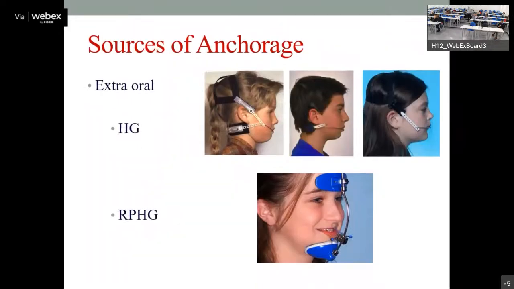So from where can we get anchorage? We can get anchorage from extraoral sources and from intraoral sources. I'm sure you're all familiar with the extraoral sources, including the headgears. Headgear for class 2, for example, and headgear for class 3, which is called reversible headgear. In the class 2 type, the headgear is used to hold the posterior segment, the maxillary molar teeth, in their position while you are retracting or moving the upper anteriors back. In the reversible headgear type, you are holding the upper anterior teeth while you are protracting the upper posterior teeth forward.